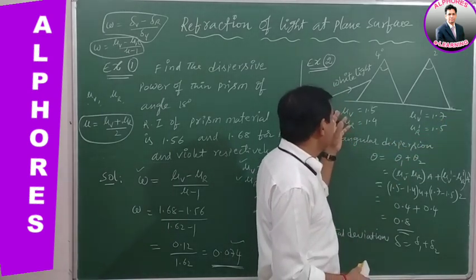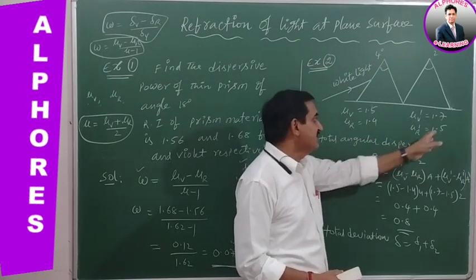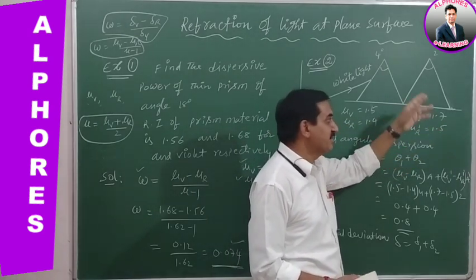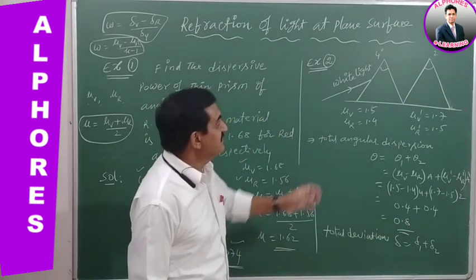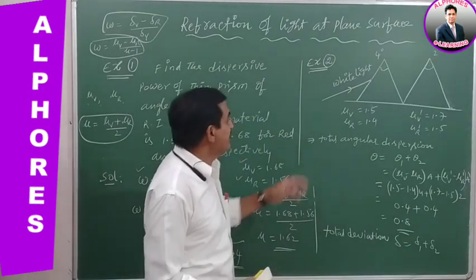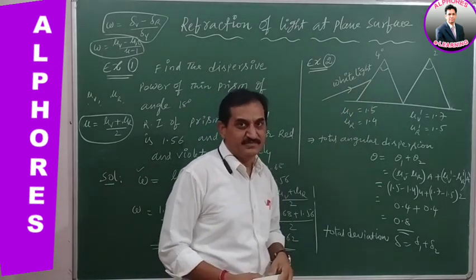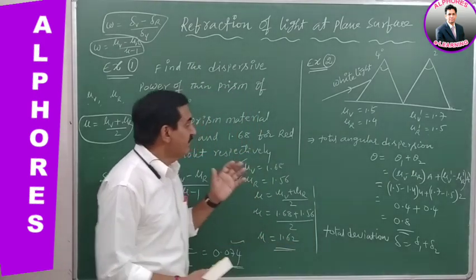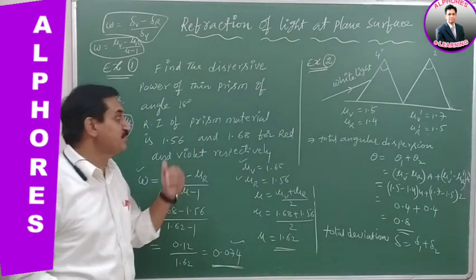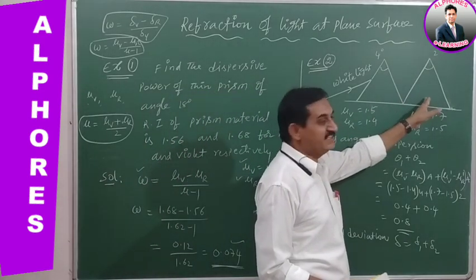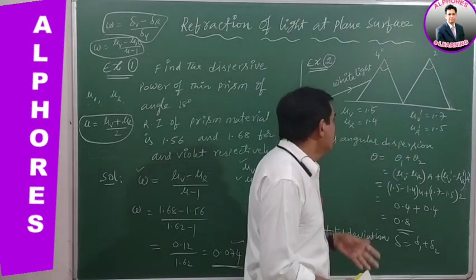So these are the refractive indices for violet and red for the first prism, and these are for the second prism, and their angles of prism 4 degree and 2 degree are given. A white light is incident on the first prism, and we know that when white light is incident, it splits into 7 colors by dispersion of light, and again it is incident on the other one and again splits up into 7 colors.